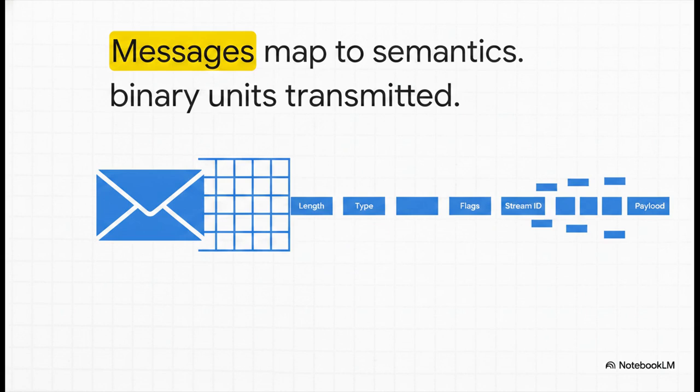Now, zooming in a bit more, inside those streams, we have messages and frames. Messages map perfectly to the standard HTTP semantics you're already used to, the methods, the headers, the body. But those messages are actually chopped up into frames, which are the smallest binary units transmitted over the wire. Every single frame follows a strict, universal 5-part structure. You've got length, type, flags, a stream identifier, and the payload itself. And the most common types you'll see are headers for your metadata and data frames for the actual content.